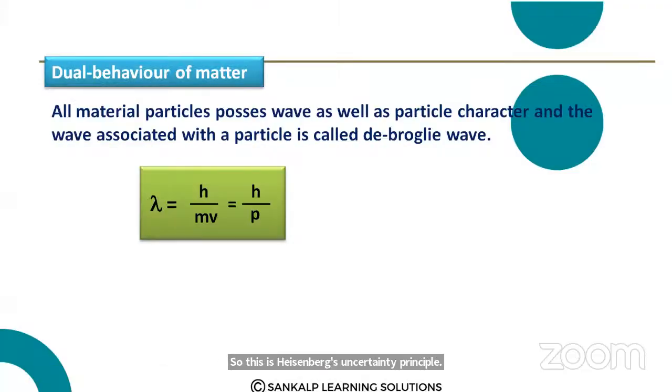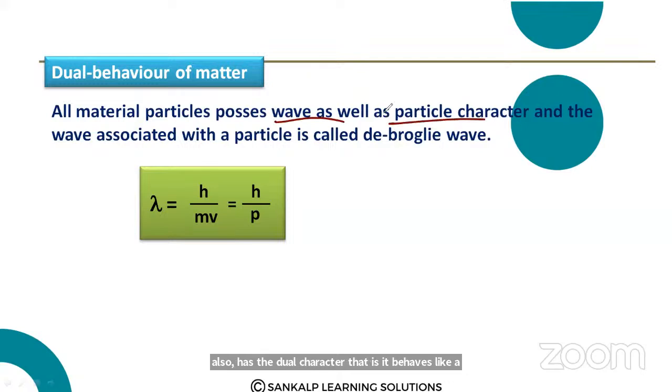So next we are going to see the dual behavior of matter. As we had discussed about electromagnetic radiation, it behaves both as particle-like as well as wave-like. So matter also has the dual character, that is, it behaves like a wave as well as a particle.